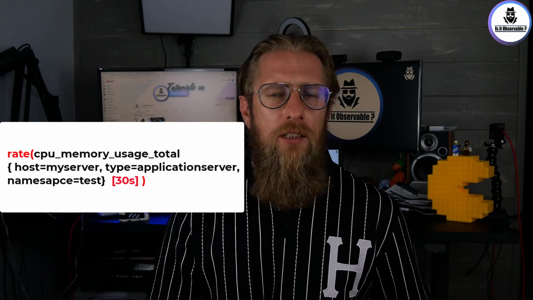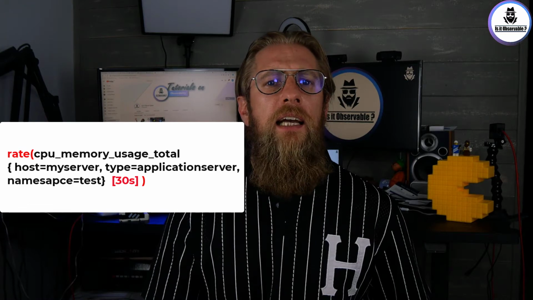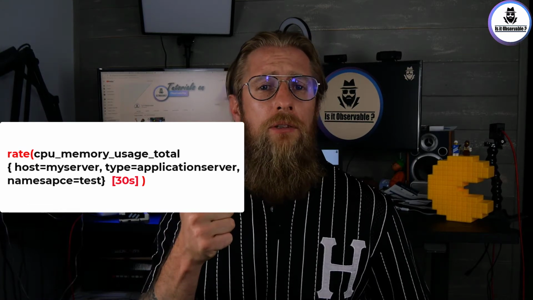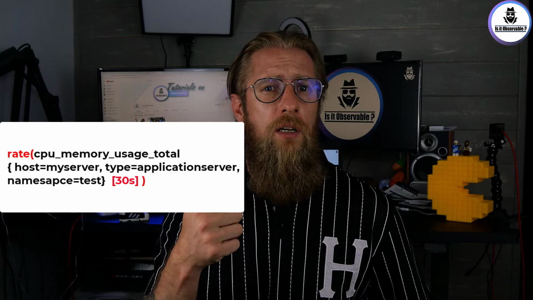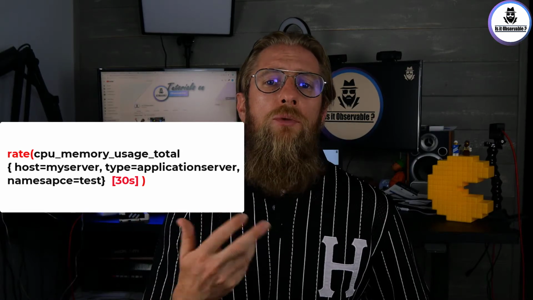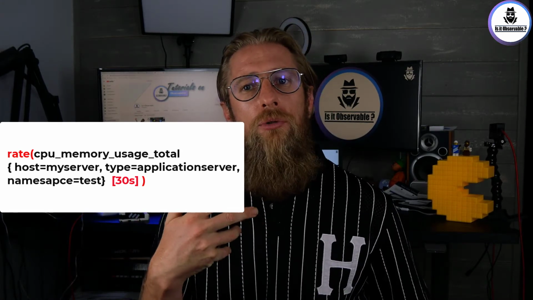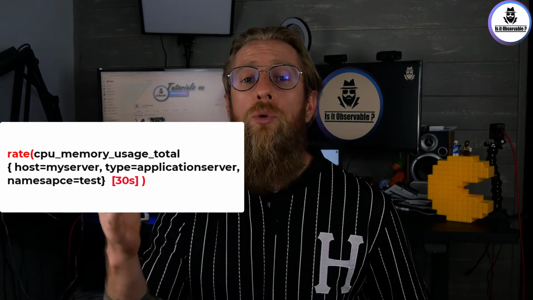So an instant vector basically gives you one value for a series. And if you don't specify, it will be the last value reported. So instant vector: one value for a specific timing.